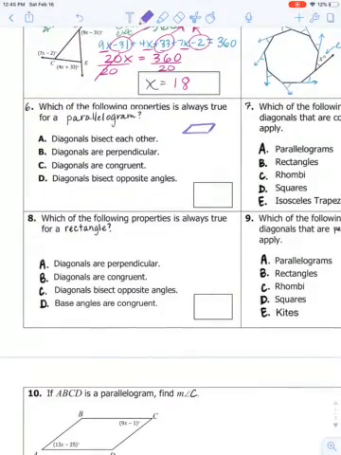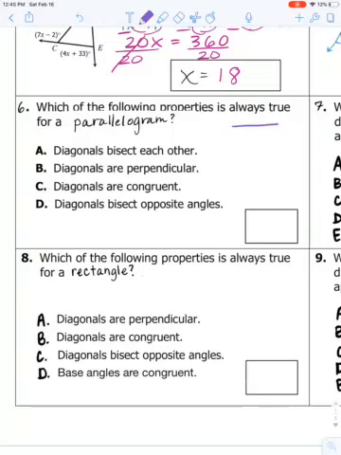Okay, so anyway, let's talk about parallelograms. So I'm just going to talk in general. So I'm not just going to tell you the answer because that's not going to help you. I'm going to explain and we're going to talk about all of these different properties. So in a parallelogram, the definition is that the opposite sides are parallel.